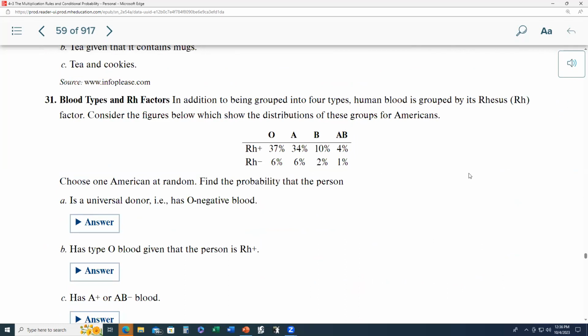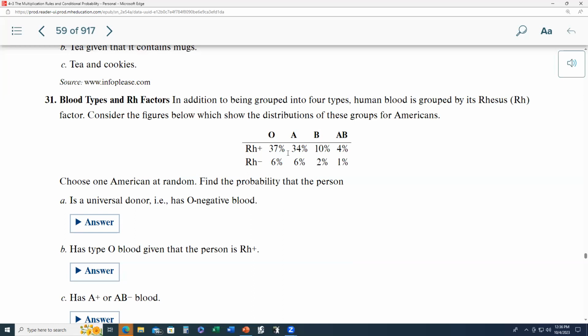Okay, this involves blood types and Rh factors. In addition to being grouped into 4 types, human blood is grouped by its Rh factor. Consider the figure below, which shows the distribution of these groups for Americans. Type O blood, A, B, or AB blood, and you could have an Rh positive or Rh negative factor here.